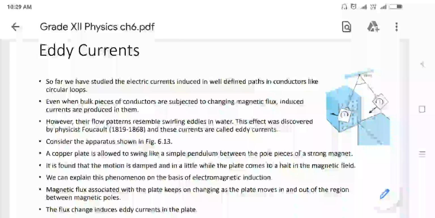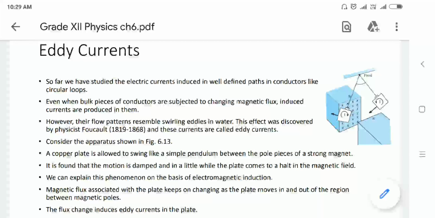Hello students, let us start our new session with the new topic, important point, eddy currents. We have studied that electric current is induced in well-defined paths in a conductor like a circular loop or coils. Now, if we have a bulk piece of conductor, and we provide a change in magnetic flux, then it also generates a current.